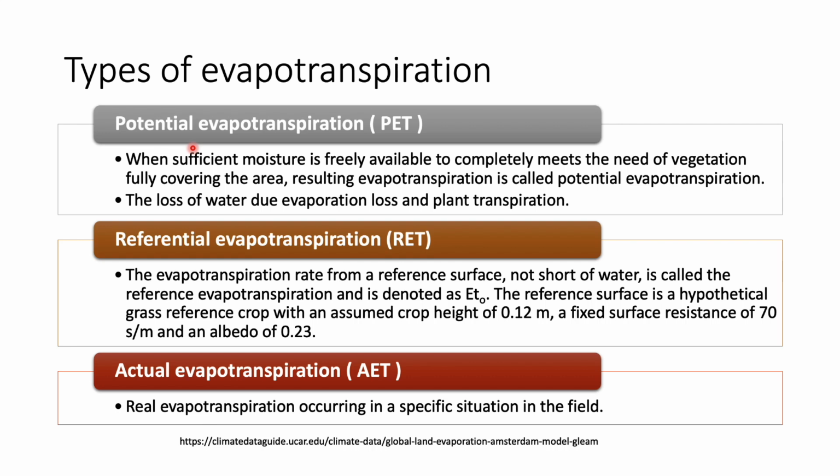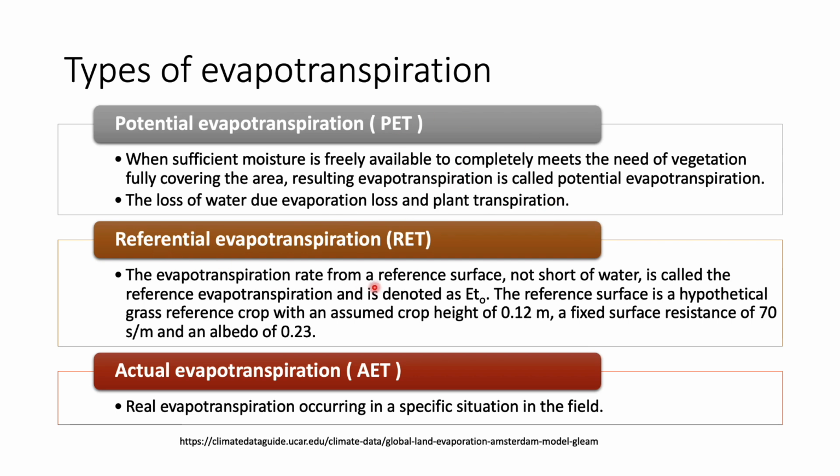That means how much it can actually happen. But is it actually happening? That is a different question, that we will be answering in the next two cases. So potential evapotranspiration means all 100% that is possible. The loss of water due to evaporation and plant transpiration are all included here.